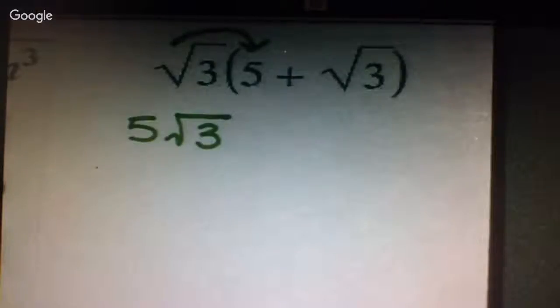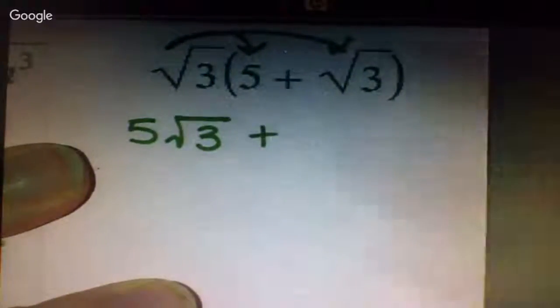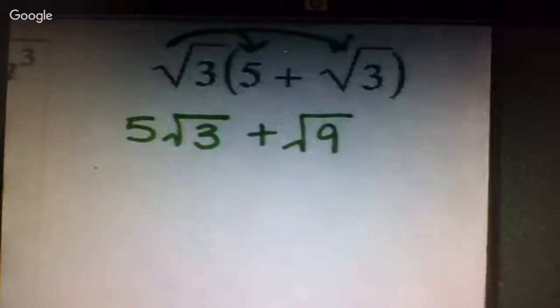Plus. Now I need to multiply the square root of 3 times the square root of 3. Square root of 9, because 1 times 1 is 1 and 3 times 3 is 9. Can I simplify 5 square roots of 3? No, the square root of 3 doesn't break down. It's already simplified. But what's the square root of 9? 3.